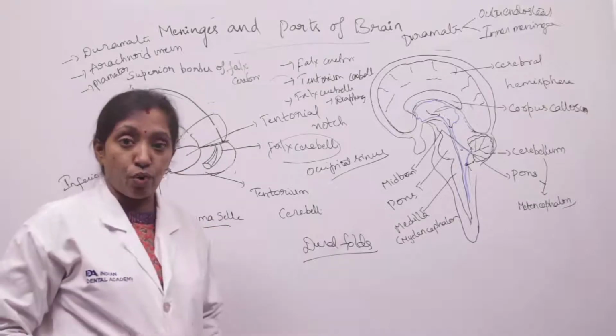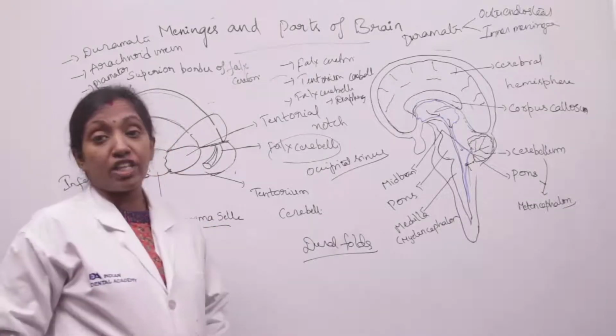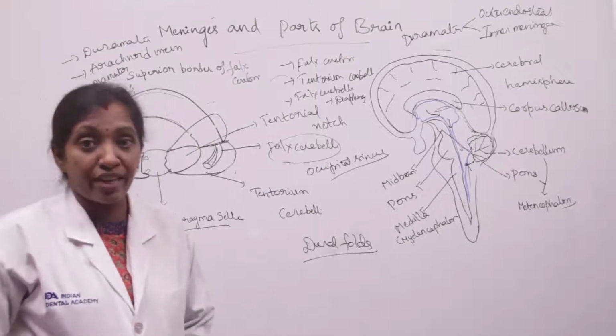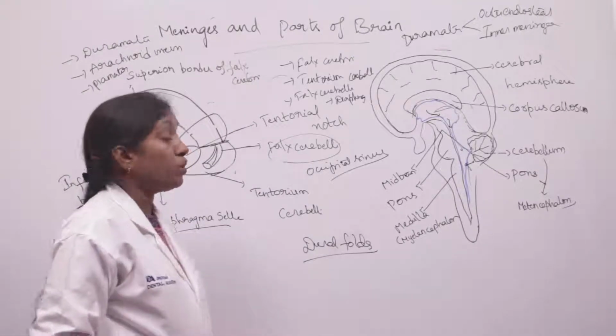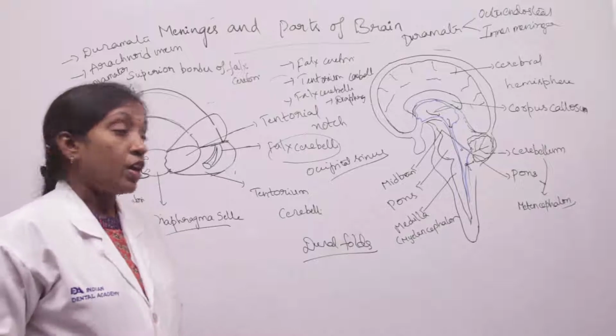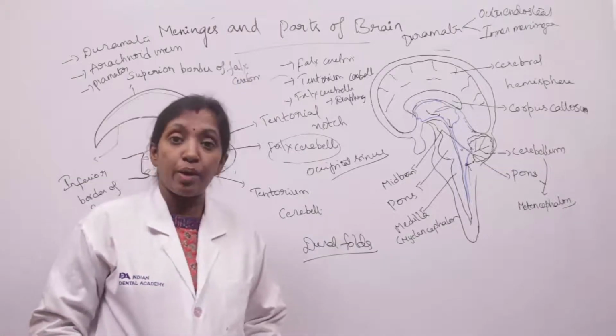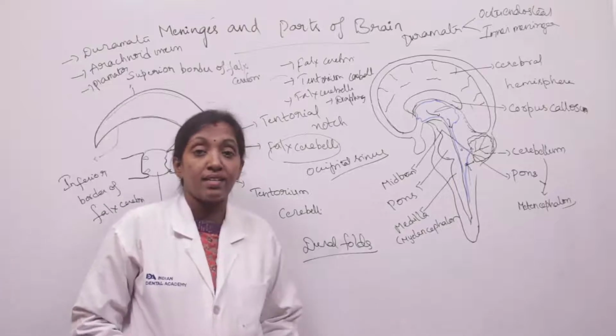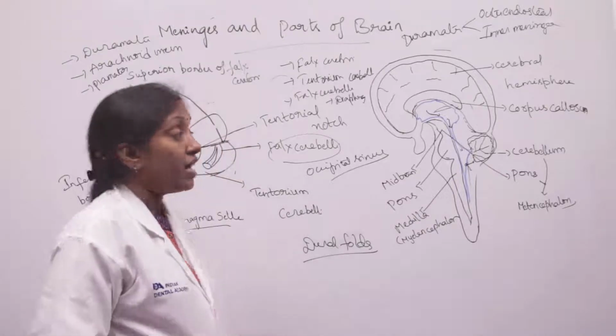These dural folds are 4 in number. The falx cerebri encloses the superior sagittal sinus, the inferior sagittal sinus as well as the straight sinus. The tentorium cerebelli encloses the transverse sinuses as well as the superior petrosal sinus, the falx cerebelli encloses the occipital sinus, and the diaphragma sellae encloses the cavernous sinus.